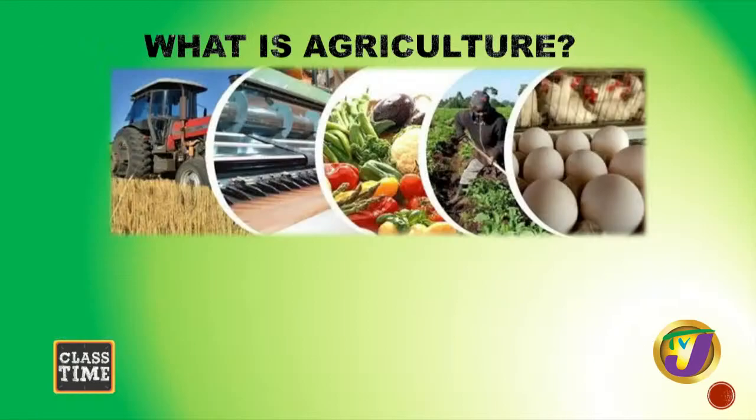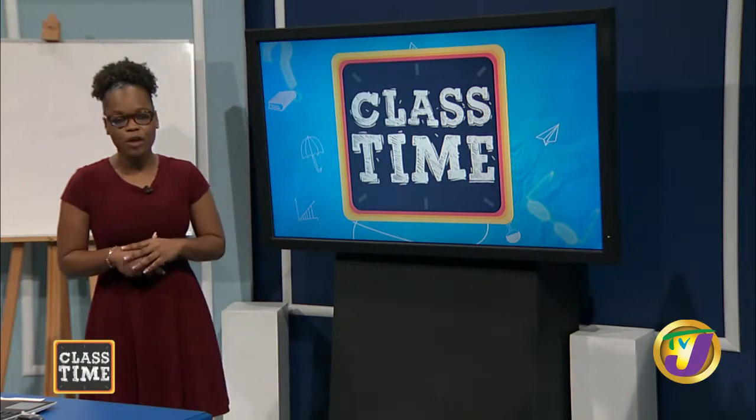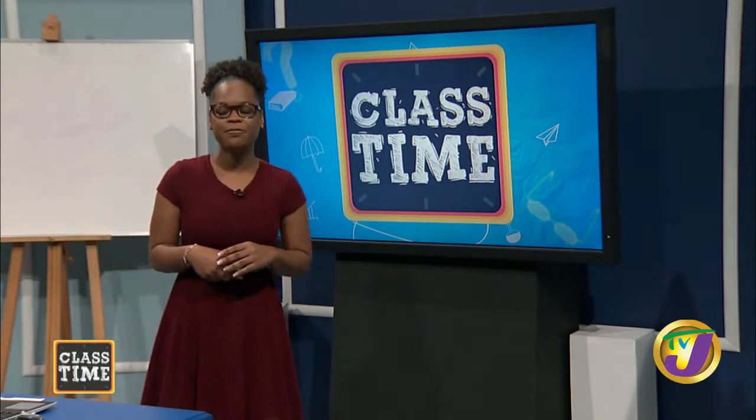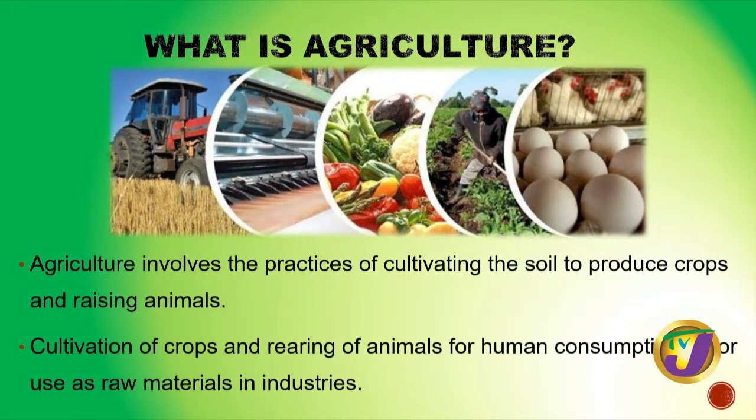So we will start by looking at agriculture, what it is. Oftentimes, the term agriculture is interchangeably used with farming. More or less, they are the same in this context. By definition, the cultivation of crops and the rearing of animals define the term. The term can also be defined as the cultivation of crops and rearing of animals for human consumption or for use as raw materials in industries or factories, as you may be familiar with the term.